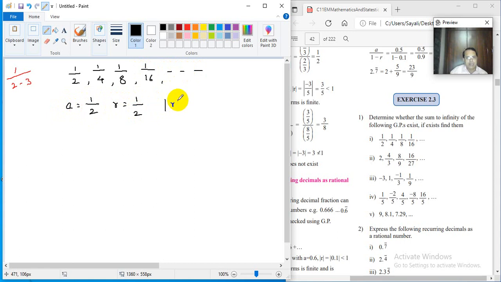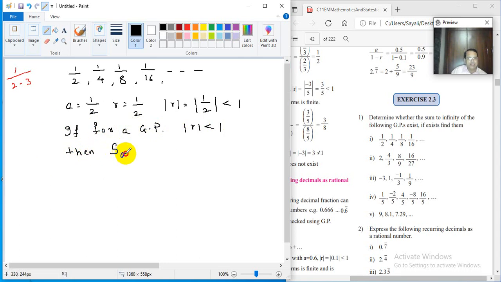So what is mod R? Mod R is mod of 1/2, so it is less than 1. Mod R is less than 1. मग काय होईल त्याच्यामुळे? What is our formula? If for a GP mod R is less than 1, then the sum of infinitely many terms, you know the formula, it is A/(1 minus R).